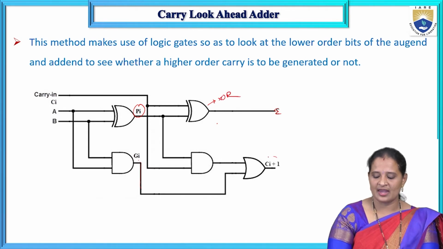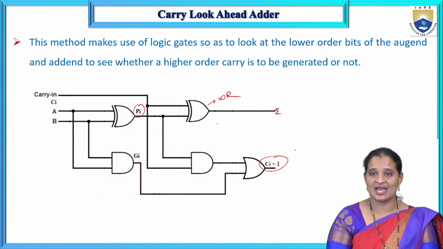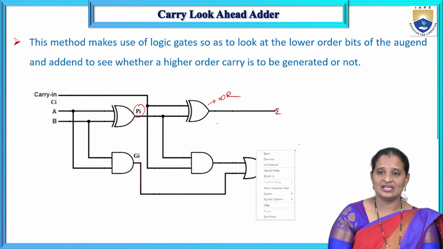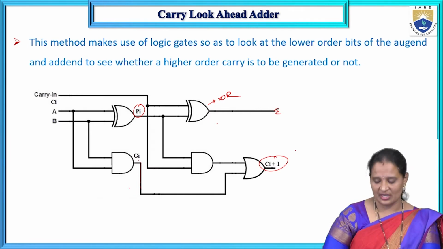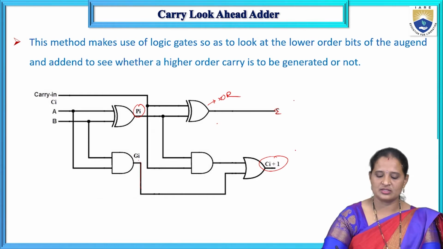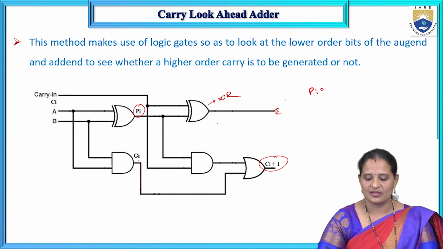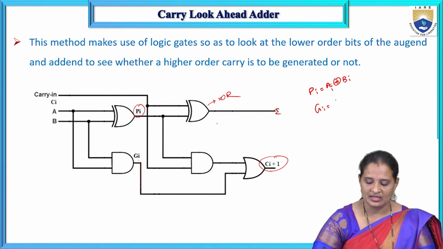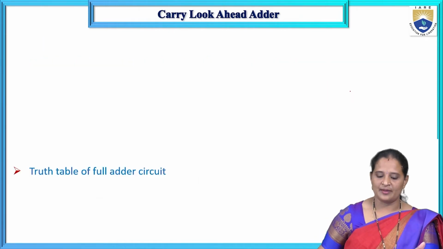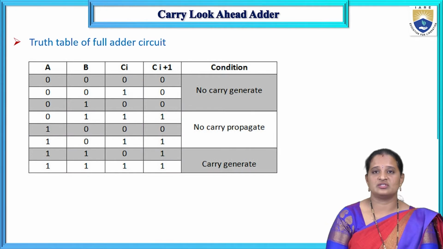Next, the carry input to the next section is generated from the output of this OR gate, that is Ci+1. So at each and every stage, we are going to generate a carry propagate and generate function. From this logic circuit, we can see that the propagate function is given by Pi = Ai XOR Bi, whereas similarly the carry generate function is given by Gi = Ai AND Bi. So now the truth table of the full adder circuit.